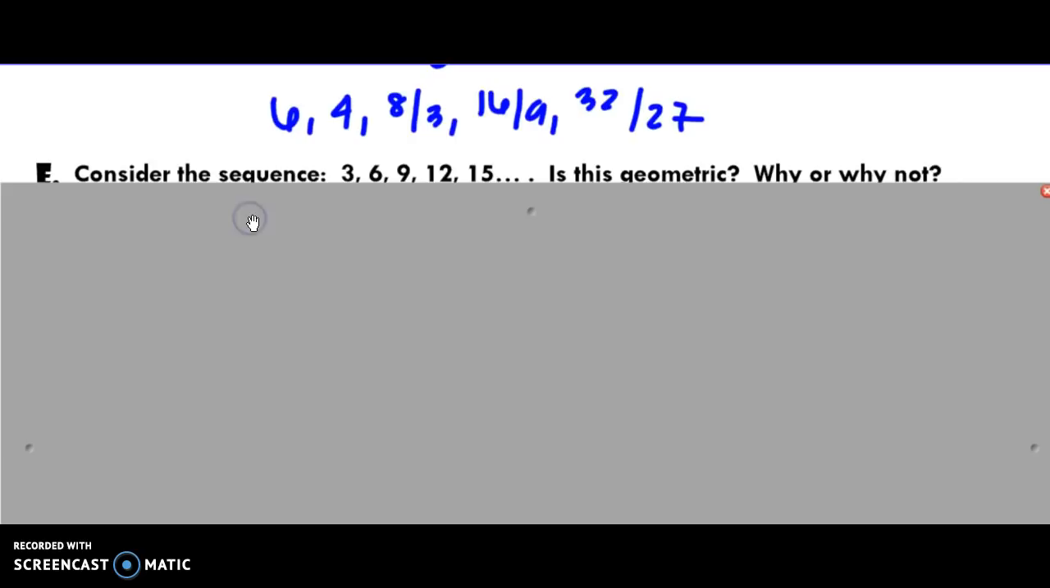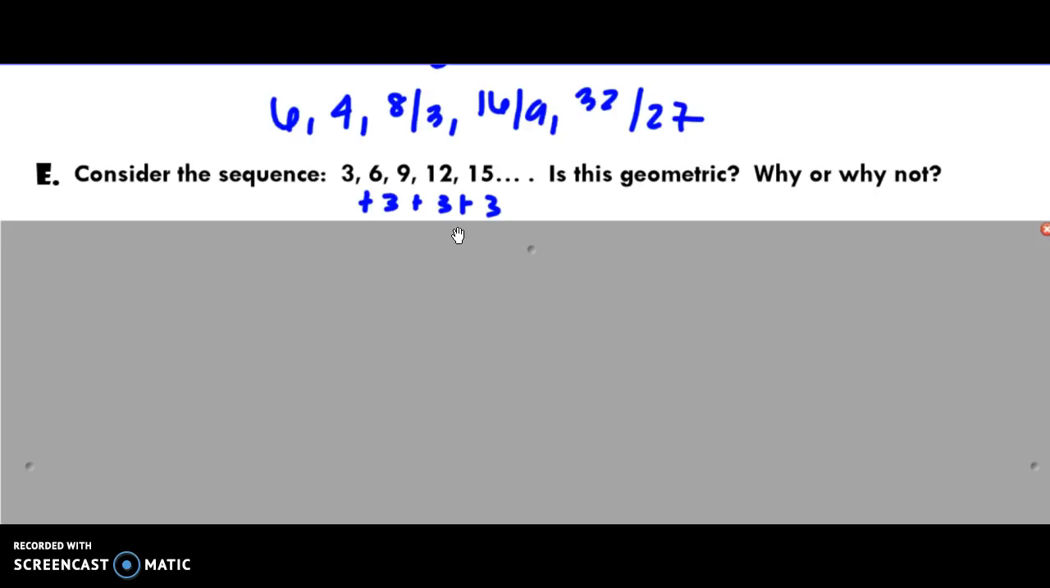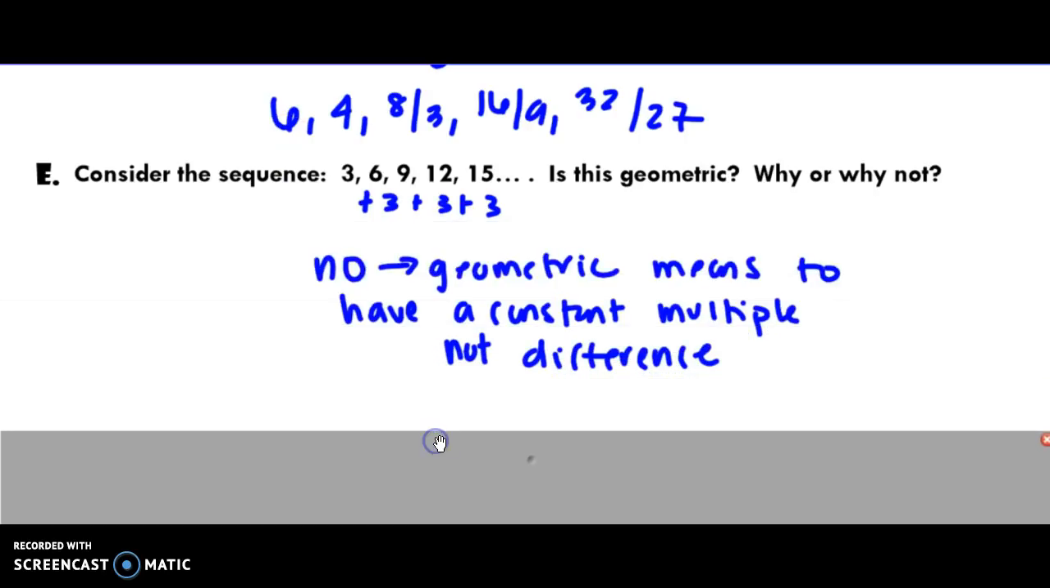Example E wants to know, is this sequence geometric? So geometric meaning we're multiplying by the same value every time. So 3, 6, 9, 12, 15 is adding 3 each time. Adding 3 each time makes something arithmetic, meaning this answer is no, it is not geometric, because to be geometric we would have to have a constant multiple or a constant ratio, not a constant difference.